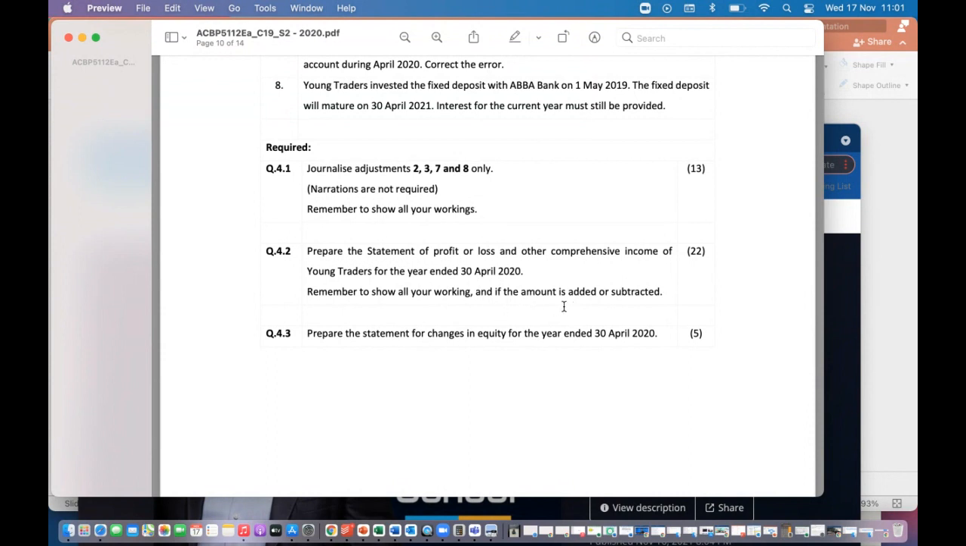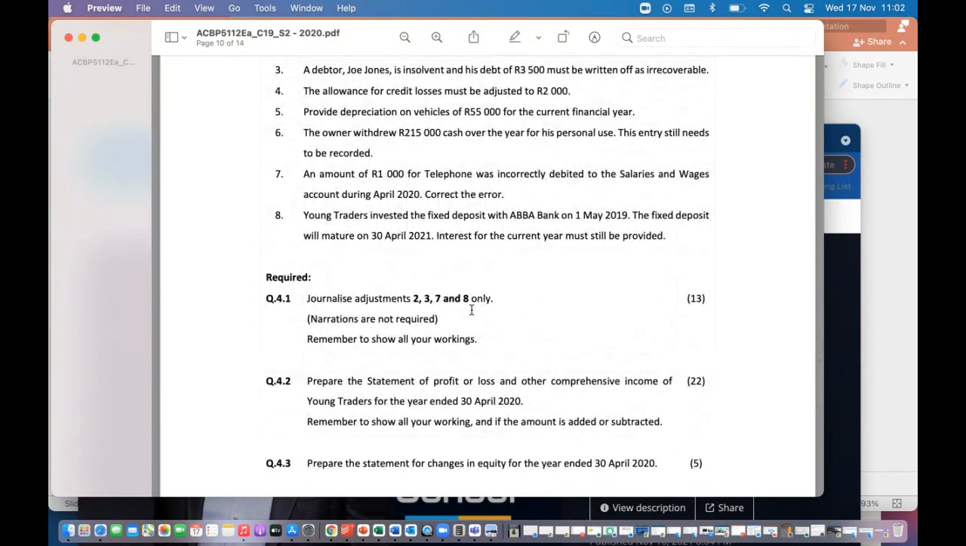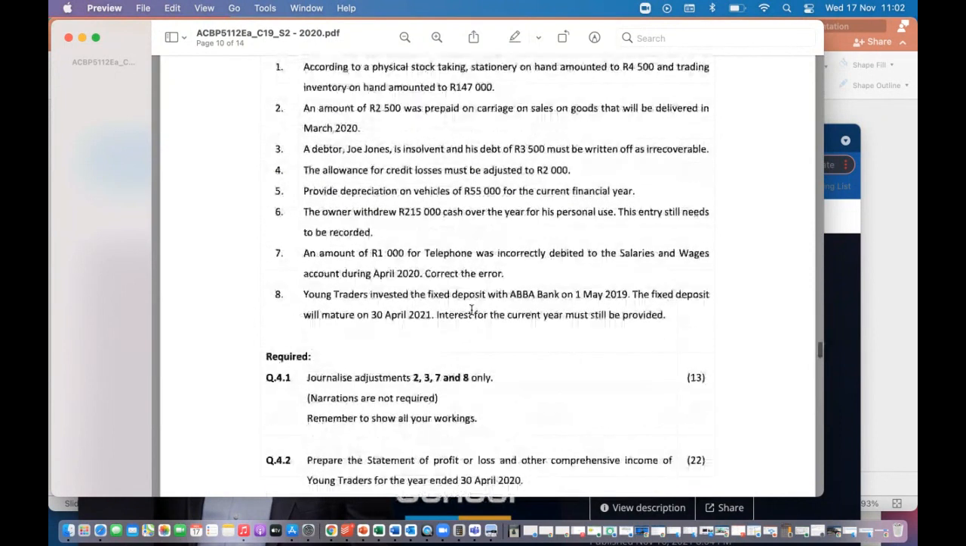Remember to show all your working, and if the amount is added or subtracted. That's 22 marks. And then prepare the statement of changes in equity for the year ended 30 April 2020. So this is not bad at all. Again, guys, can you see what I was telling you? You have to know your statements.